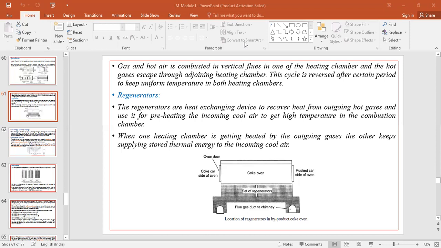One side of the oven will be in the heating zone, the other side of the oven will be in the cooling zone. So when one heating chamber is getting heated by the outgoing gases, the other one starts supplying the heat to the oven. This is the property of the bricks which we are using in the heat exchanging devices.